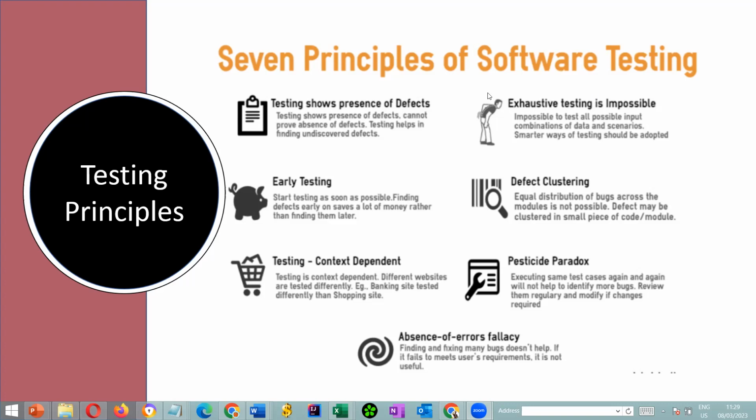Now, we have another one called exhaustive testing is impossible. You cannot test everything. So if I say, test a login page, you cannot put A and put a password and check. You cannot put A, B, C, D and put another password. You cannot completely check all the alphabets and numbers against your website. Therefore, you have to test it in a smarter way.